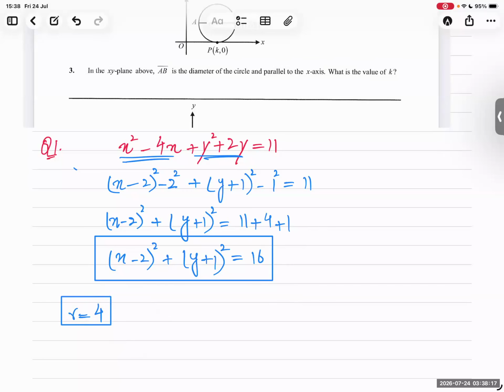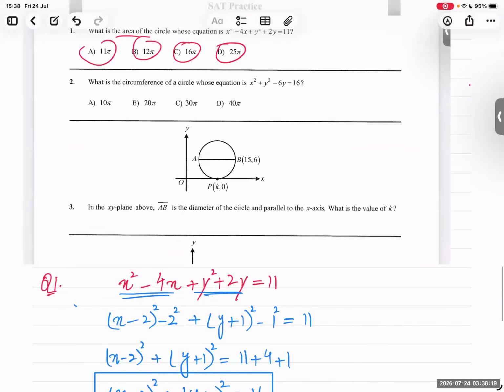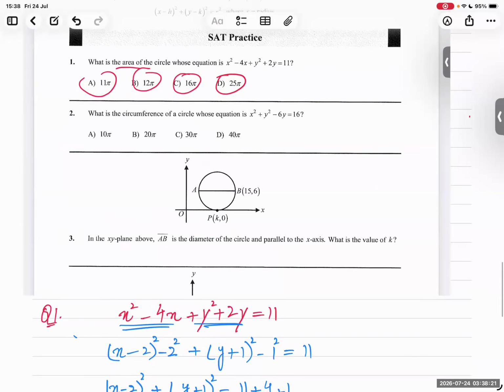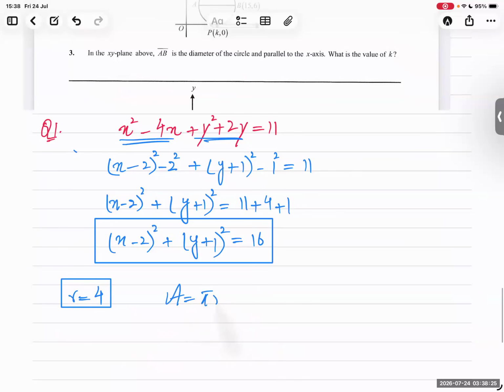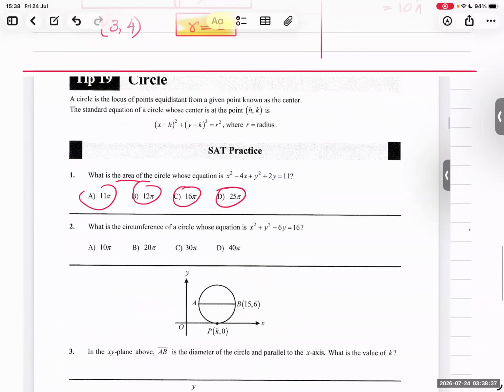So what are we looking for? We're looking for the area. Area is basically pi r square, that is equal to pi into 4 square, that is equal to 16 pi. Okay, that would be the answer. 16 pi, C is the answer.